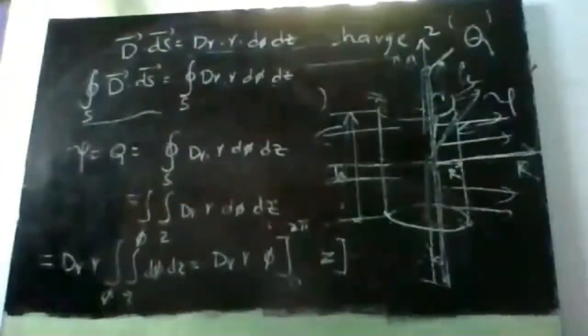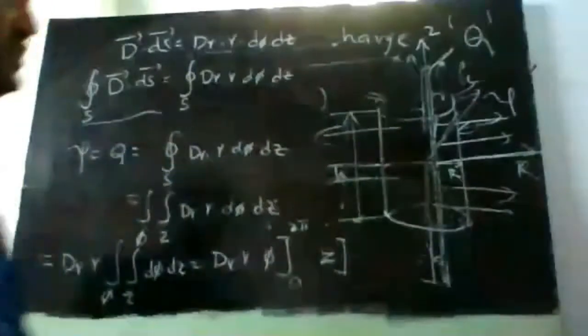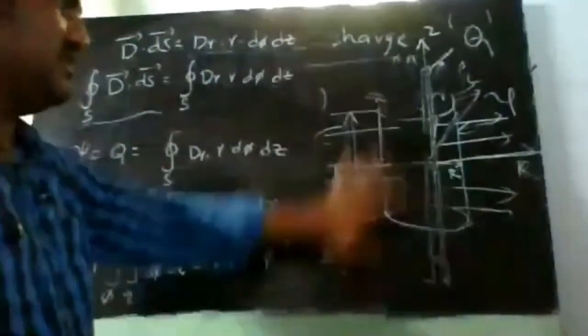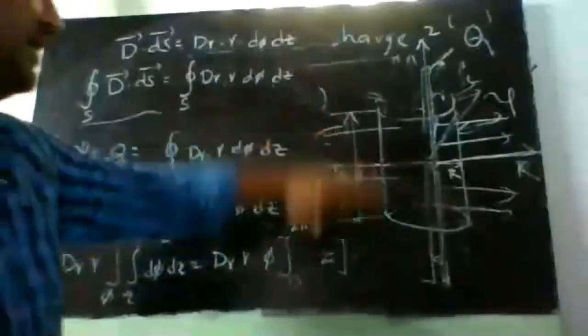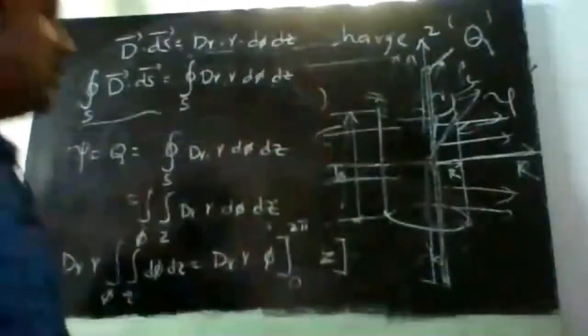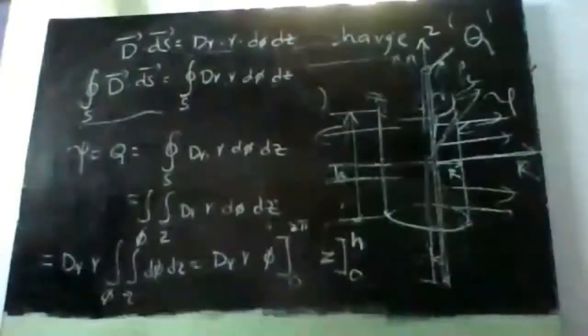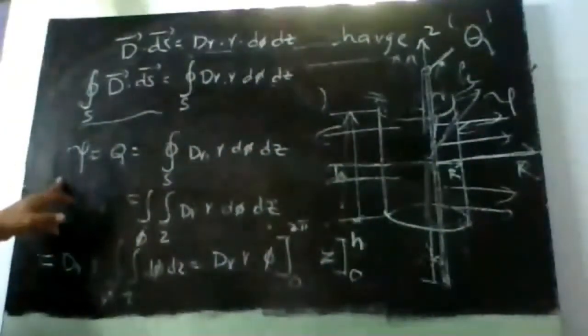This z is the height of the Gaussian surface that you have considered. So you can assume the height of the Gaussian surface as minus h by 2 to h by 2, or 0 to h. Understood? I'm repeating it again.